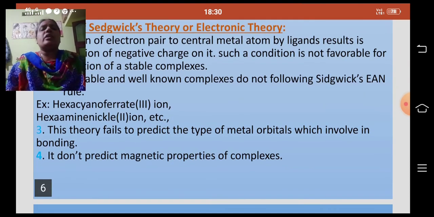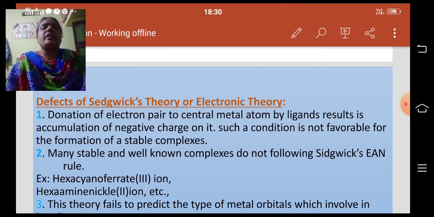Next, what are the drawbacks in Sidgwick's theory? Here we studied the postulates of Sidgwick, but a number of drawbacks are observed in this theory, especially when a ligand donates electron pairs towards a metal or metal ion. According to Sidgwick, a metal or metal ion accepts electron pairs from the ligand, so by accepting electrons from the ligand, negative charge will be accumulated on the surface of the metal or metal ion.